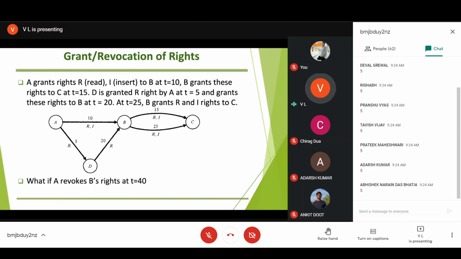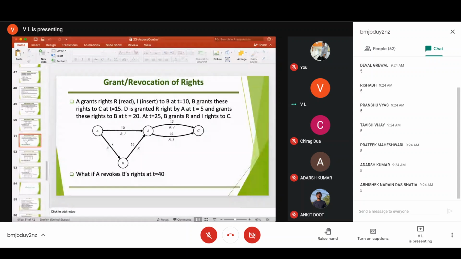So what will the table look like? How many entries will be there in the table? Has anyone answered on the chat? Five entries. So let's look at it.